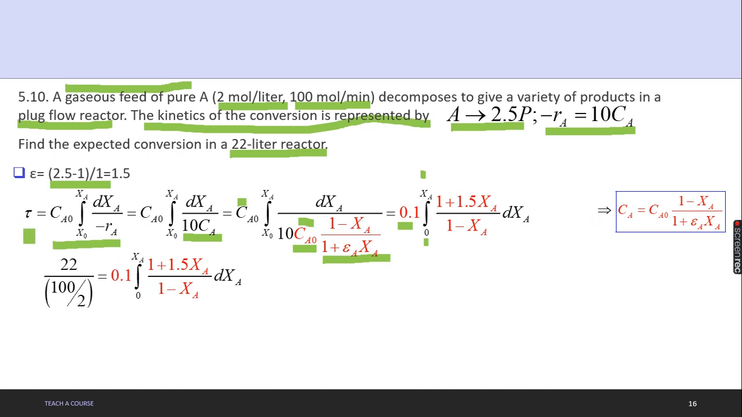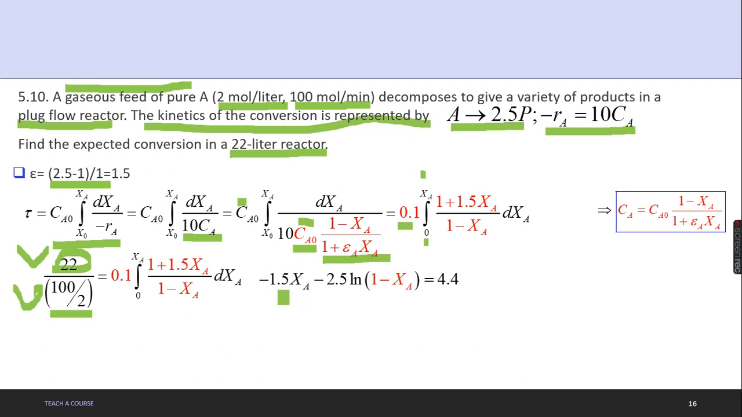So tau is, for example, tau means volume. So volume is 22 liter, and flow rate is easy to understand. You see, flow rate is actually 100 mole per minute, and 2 mole is there in 1 liter. So for 100 moles we actually need 50 liter, so it is 100 by 2, 50 liter per minute. So this is flow rate. So 22 divided by 100 by 2. This calculation I hope you understand. This is the total volume, and this is the flow rate rather. So 100 by 2. Plugging it back, remaining is only XA, so probably you can solve.